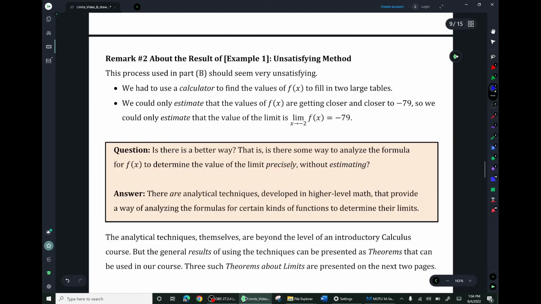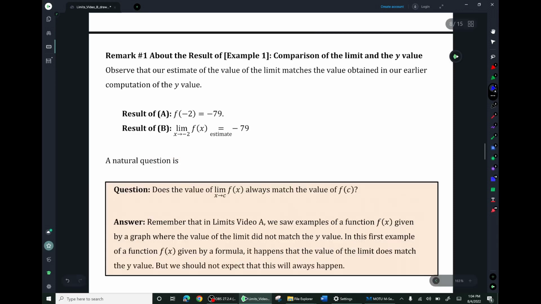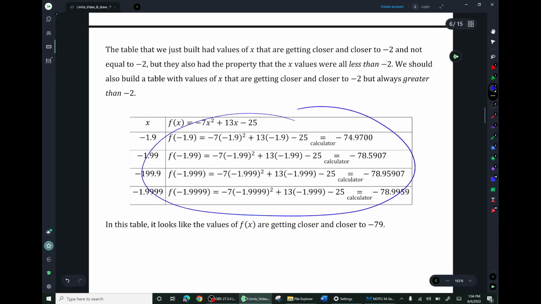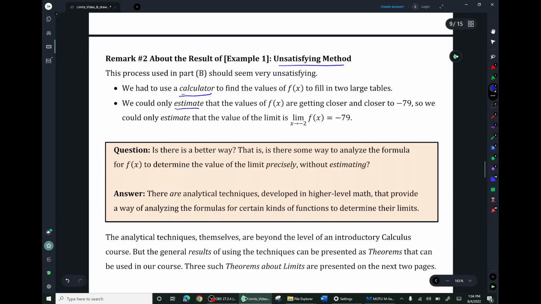A second remark that I want to make about this example is that it's very unsatisfying. In question B, we had to use a calculator to find the values of f of x to fill those large tables. This kind of stuff could be done by hand if you took a lot of time, but it would really be a frustrating experience. And we could only estimate that the values of f of x are getting closer and closer to negative 79. So we could only estimate that the value of the limit was negative 79.